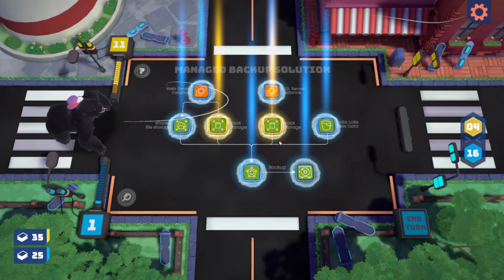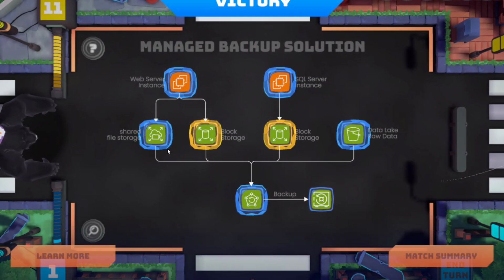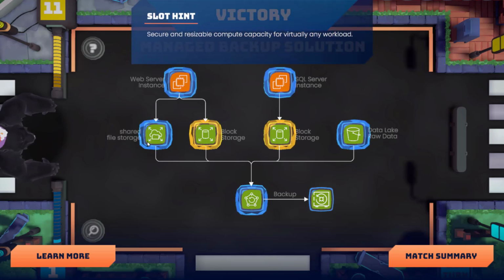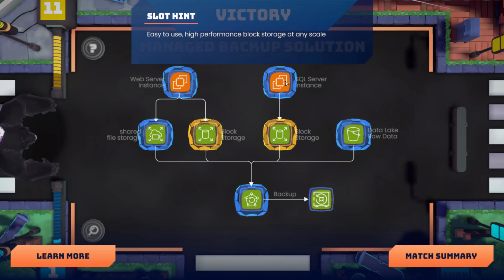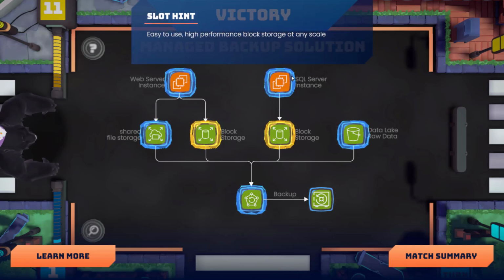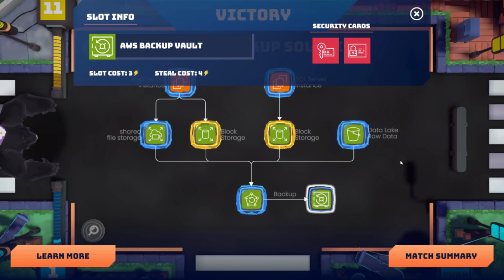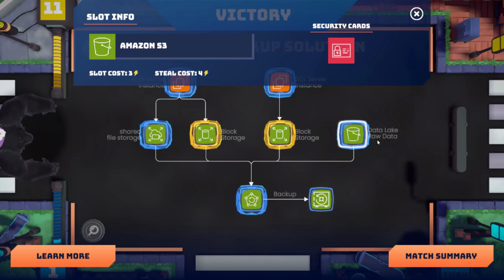That's about it. Easy peasy, don't you think so? So if we go through the architecture one more time, we have an EC2 instance and we are backing it up to a file storage as well as a block storage. We are writing data to it, and then we have a SQL Server instance installed on EC2, and it's using block storage as its storage. Then we are using Backup to back up the data for both the EC2 instance as well as the server, and we are storing the data in the backup vault, and we are also using S3 for the data lake.